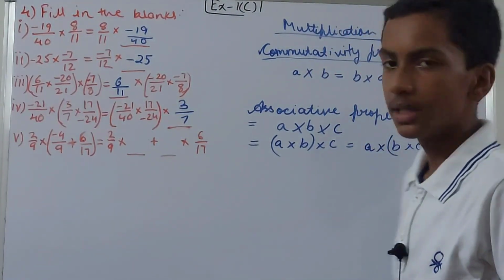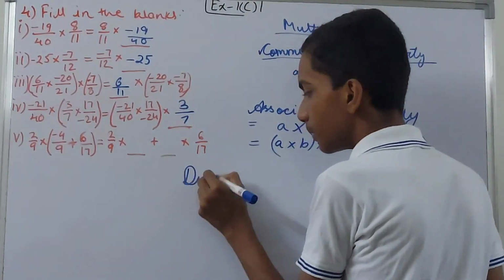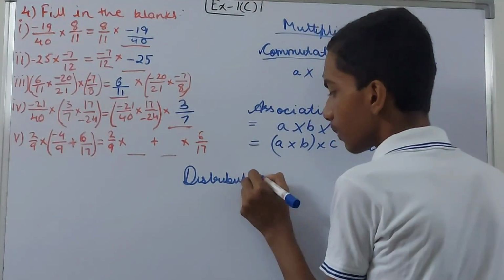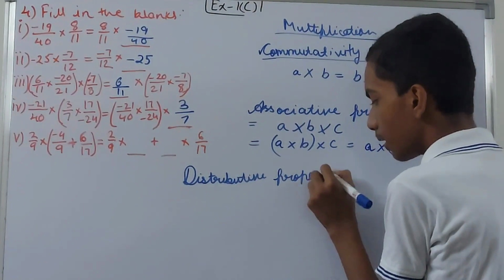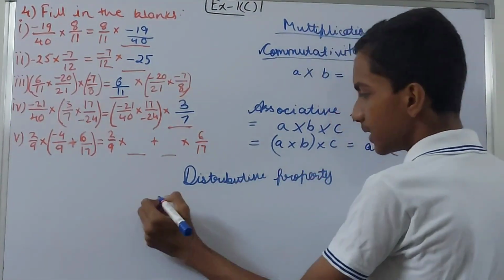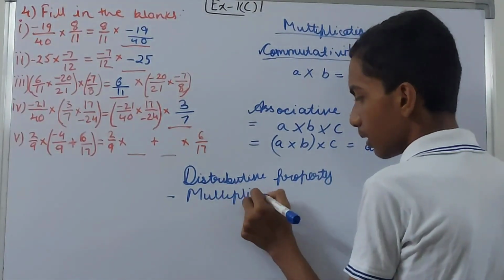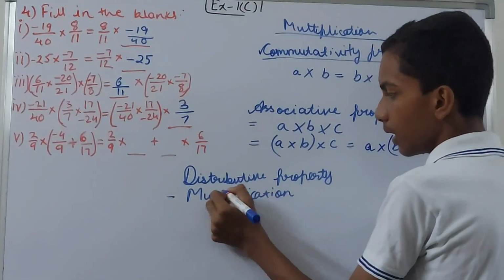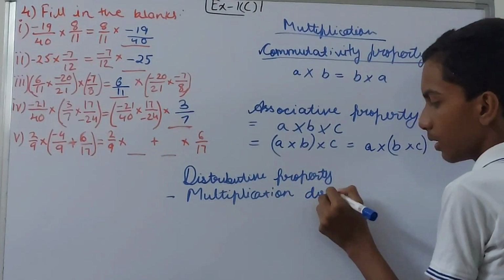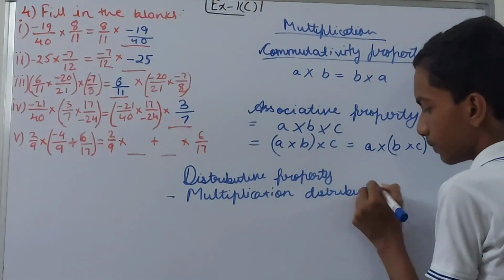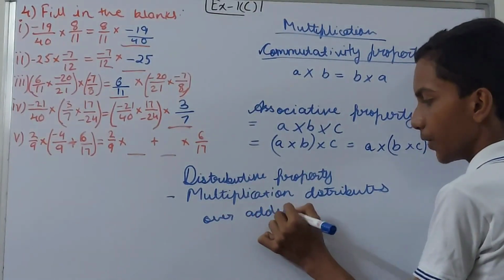Then what else do we have here? See, now another property here is what? The distributive property, right? Now this is a little complicated one. We have distributive property, right? So what does this property say? It says that multiplication distributes over addition, right? So what does it actually mean? That we are going to see right here.